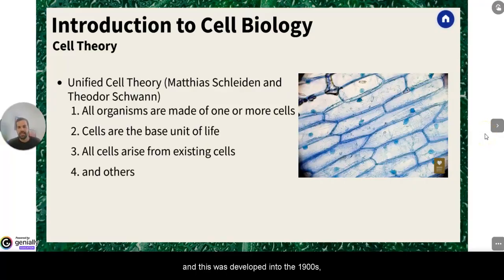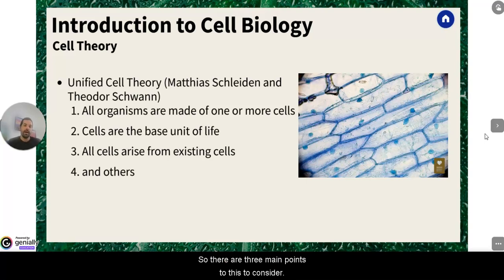Then around the mid 1800s, and this was developed into the 1900s, we have what we refer to as the unified cell theory. All these discoveries of cells and how critical they were to life led scientists, specifically Matthias Schleiden and Theodor Schwann, to develop this into a unified theory, something that can be generally applied and has been repeatedly tested and supported across a wide variety of circumstances. Remember, that's how we think of a theory.